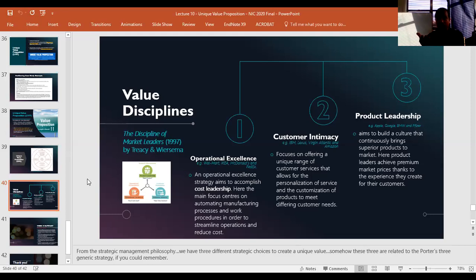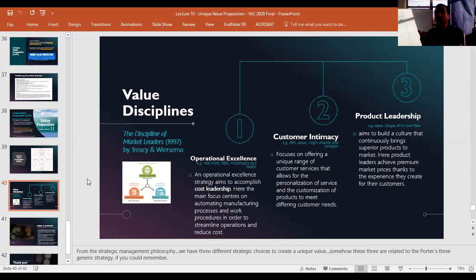The second discipline is customer intimacy, that focuses on offering a unique range of customer service that allows for the personalization of the services. I mean, the second approach is customer intimacy. Everything is centered around the customer: what they need, what they want, what desire they have. So in order to fulfill those, you have a very specific, very focused approach to satisfy them, to make them happy, to create a wow effect. So that is the customer intimacy approach. In that way also, one firm can create value for the customer.